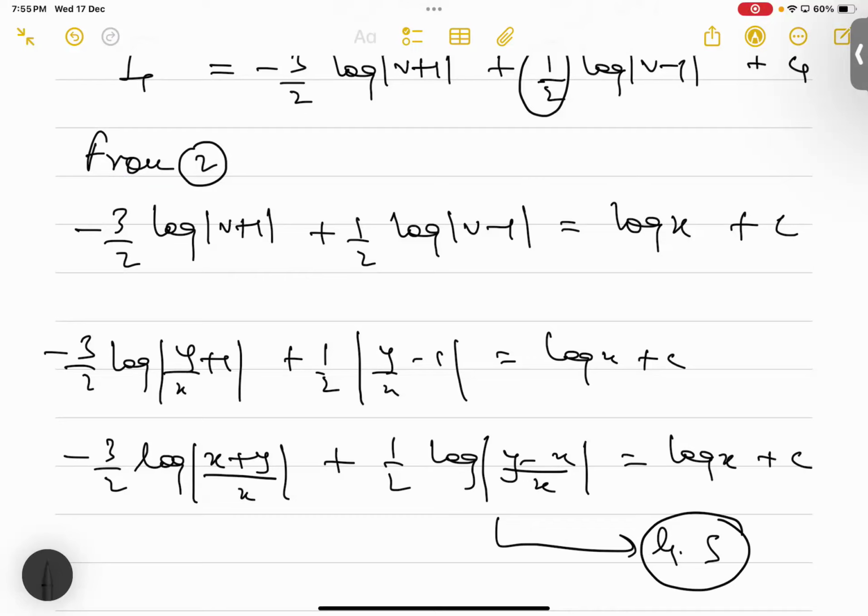Now there will be one last problem on HDE. Then the HDE topic will get over. Then Friday we are going to do LDE, linear differential equation.